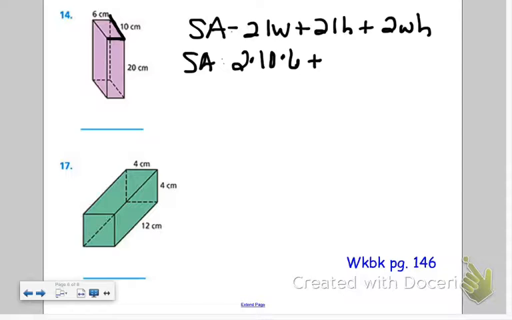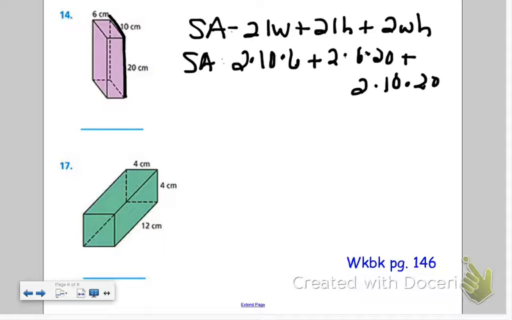And length and height would be, let's see, I'm going to say that 6 is the length, 20 is the height, so I would have to do 2 times 6 times 20, and that's going to give me the front and the back, plus 2 times the width, which we'll say is 10, times the height, which is 20, so 2 times 10 times 20.